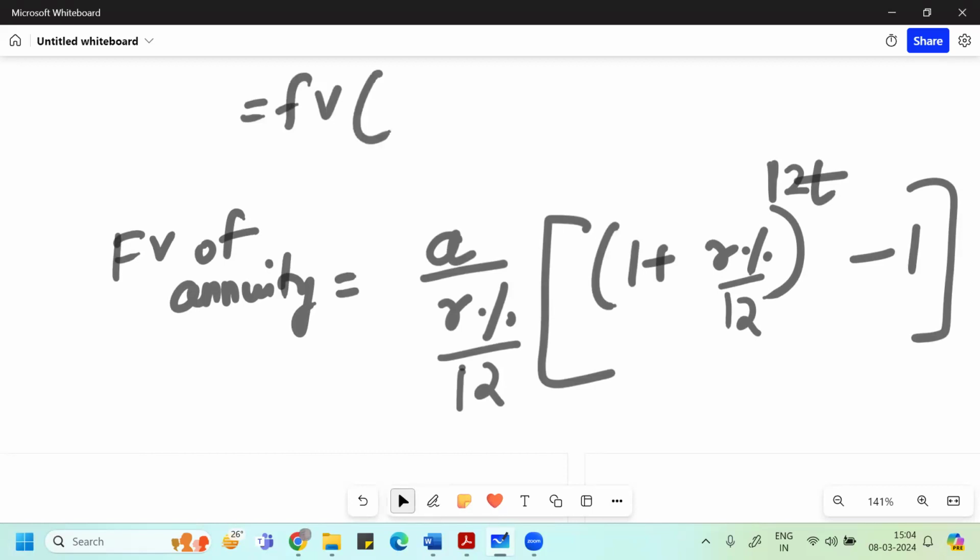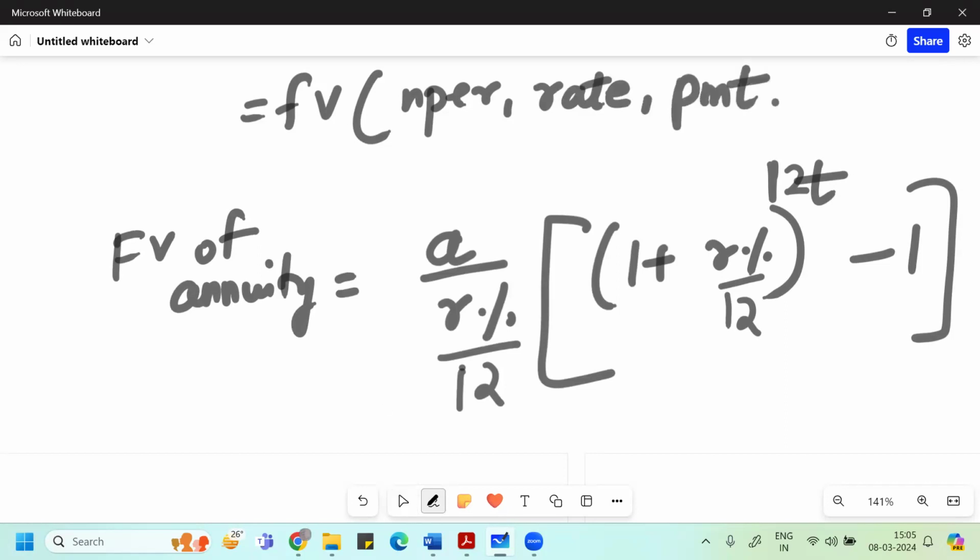In the next chapter, I'll talk about time value of money. There you can see this FV function you can use, where they'll ask you NPER, which is the time period, then rate of interest. Then they will ask you PMT. PMT means the annuity. Here this A means annuity.